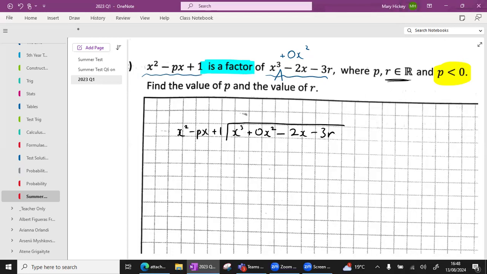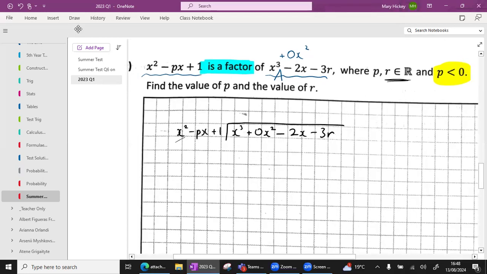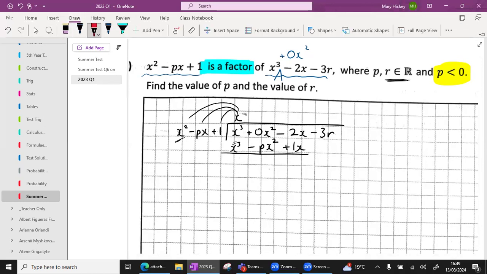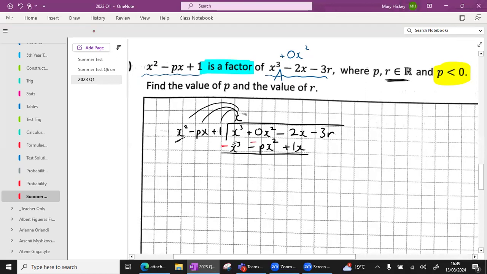That's the method here. So I start off, how do I make an x squared into an x cubed? Well, I need an x. Multiply back. X by x squared is x cubed. X by minus px is minus px squared. And then 1 by x is literally 1x. Now, what I normally do is I change the signs across. So I would change that to minus, plus, minus. Why? Because I want them to cancel. 0x squared plus px squared is px squared. Minus 2x minus 1x is minus 3x.